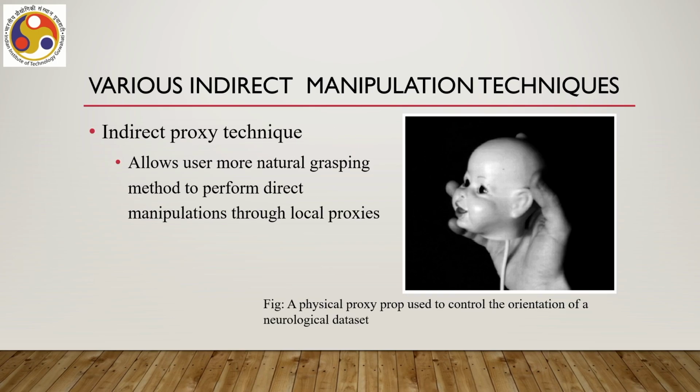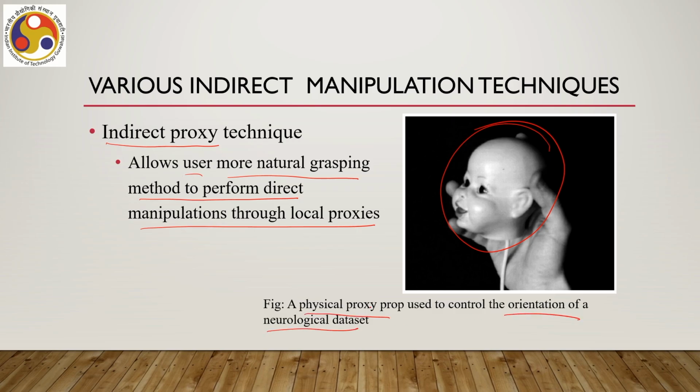Another indirect manipulation technique is through the use of indirect proxies. It allows the user a more natural grasping method to perform direct manipulation through local proxies. Say for example, this physical proxy prop is used to control the orientation of a neurological data set. Now, this data set is linked to the physical prop, and if I move the prop, then the data set also moves in the virtual world. So, this is another way of doing the manipulation.